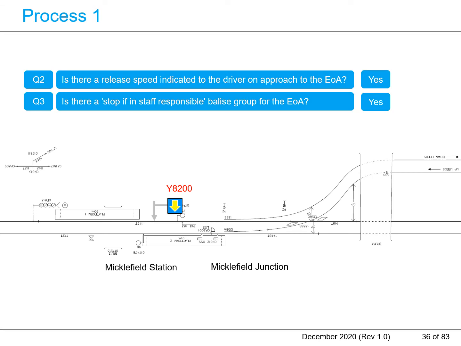The answers for questions 2 and 3 of the RSP marker selection process are yes. Therefore, the Y8200 RSP is marked with the ETCS stop marker. The location of the ETCS stop marker at this stage is still not yet finalized. It is subject to the location of the EOA balise group.